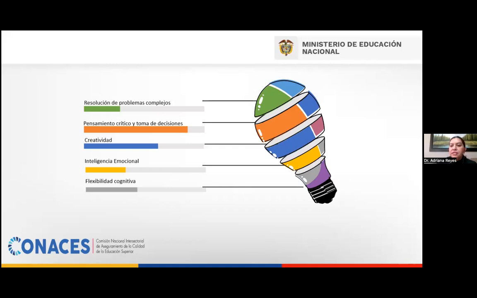And within these skills, we have to focus on the fact that this training that we're providing to our students in our graduation programs, at any technical, technological or professional level, needs to be focused on the fact that they need to be able to solve complex problems that they may see in their professional context. So they need to have the skills, they need to develop critical thinking that will help them to make decisions. They also need to develop creativity.